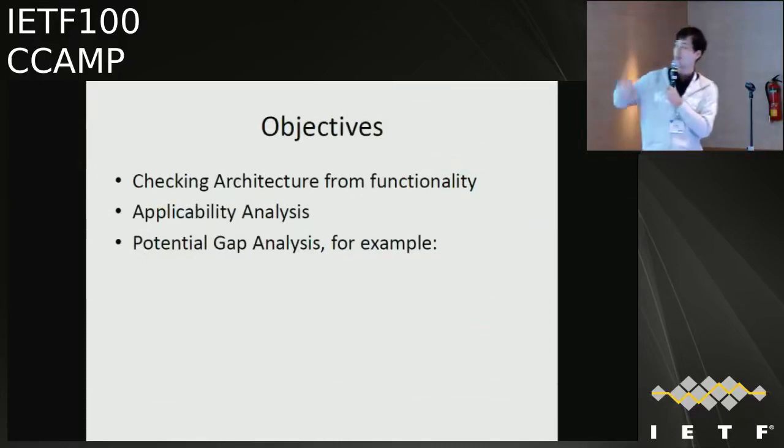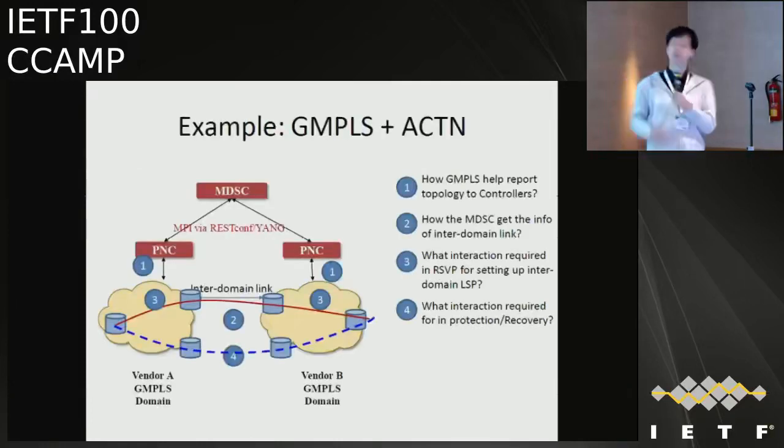objectives of this draft can be divided into three different issues. Firstly, we would like to check the current architecture from different functionality, so that we make sure that the current architecture satisfies all of the requirements. And we would like to understand how the existing solutions can be applicable to these architectures. And during this procedure, we believe that there can be a potential gap analysis. For example, we show an example of GMPLS together with the ACTN architecture.